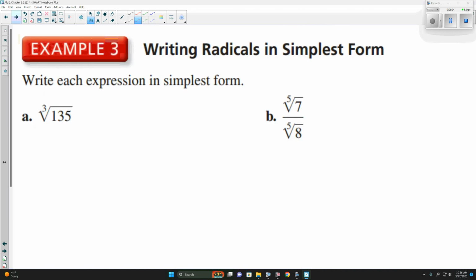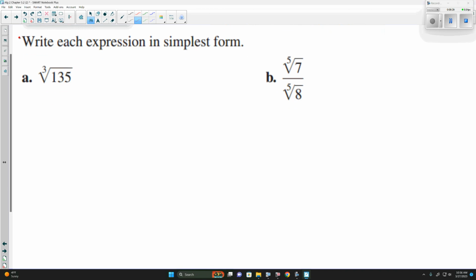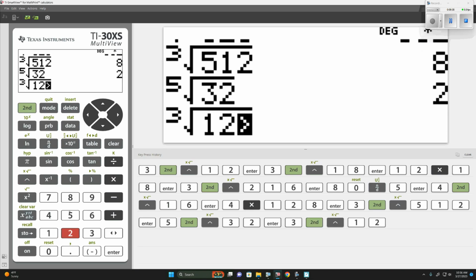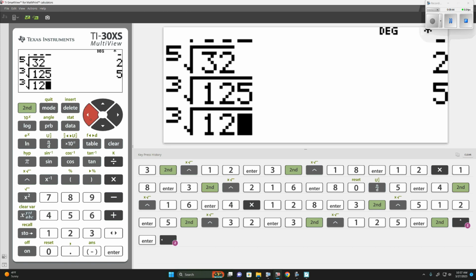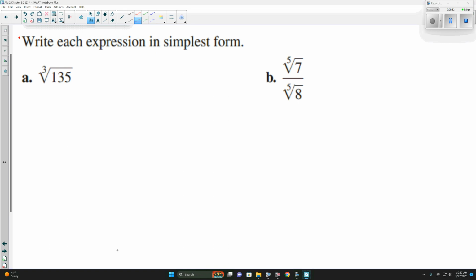Let's look at the next one. Write the expression in simplest form. So the cubed root of 135. The cubed root of 125 is 5, but we're not looking at that. We're looking at the cubed root of 135. So we get a decimal, but we want it in simplest form, simplest radical form. So we don't want a decimal answer.